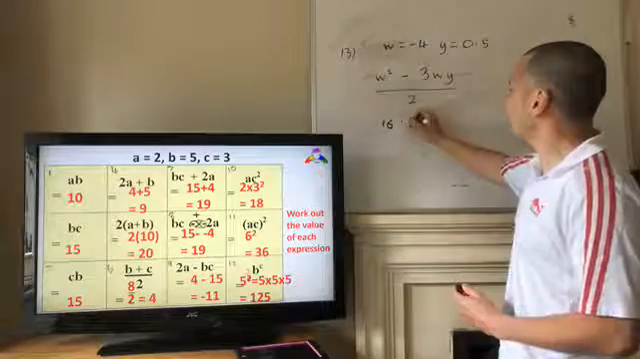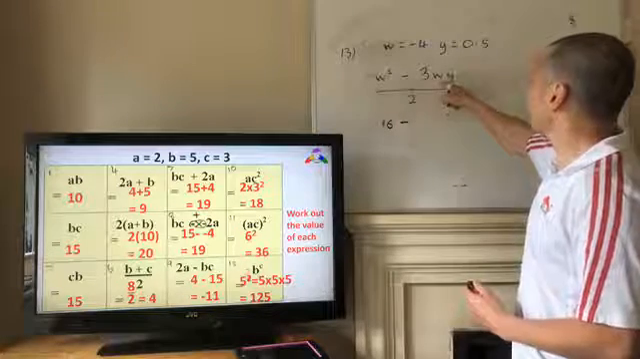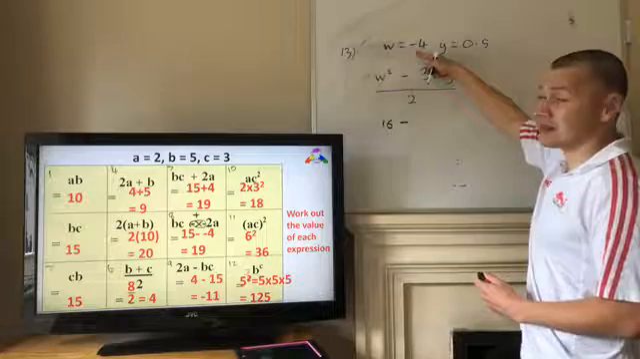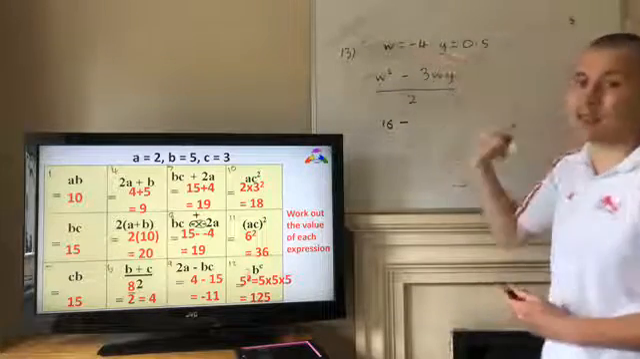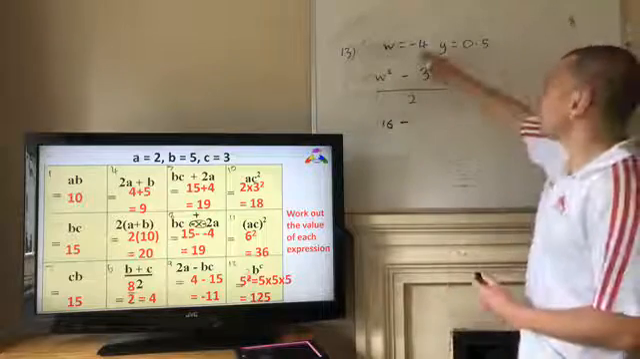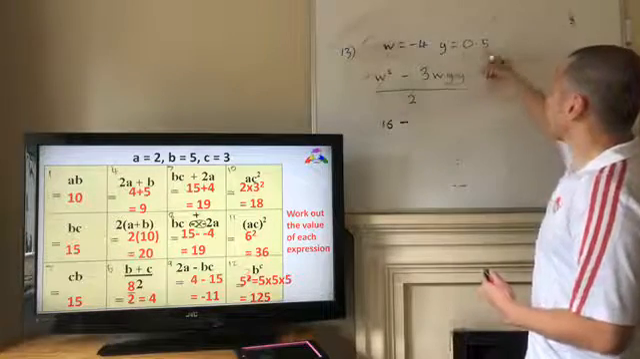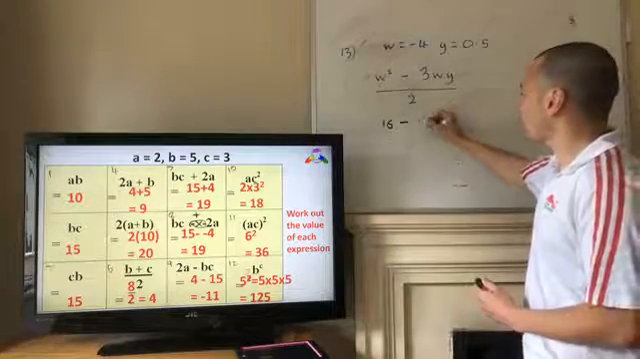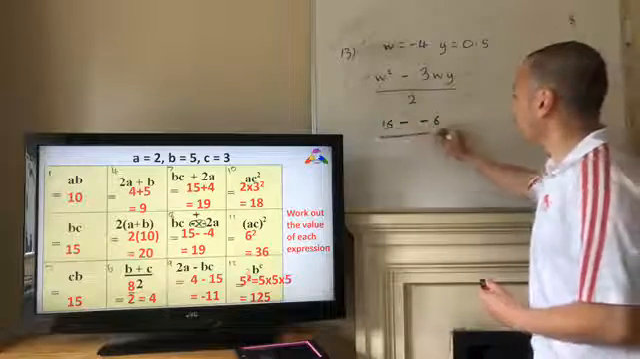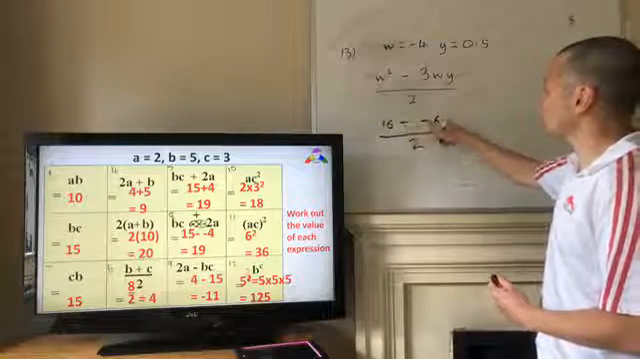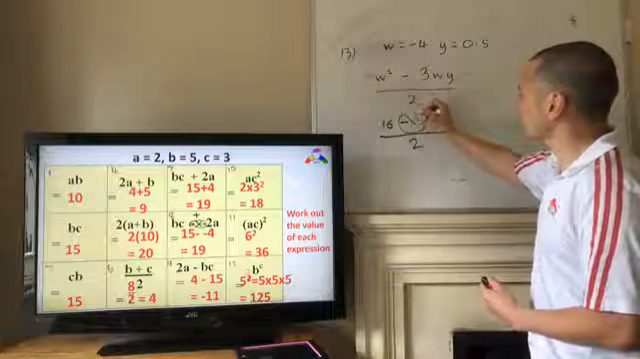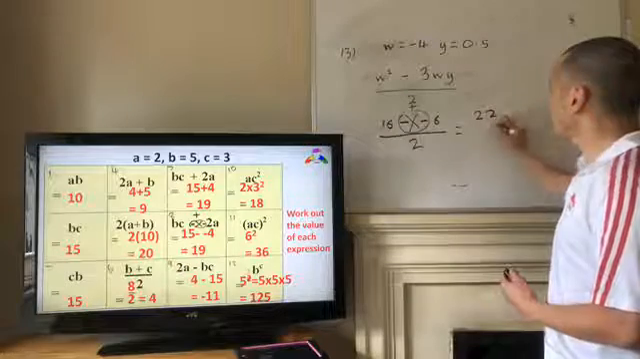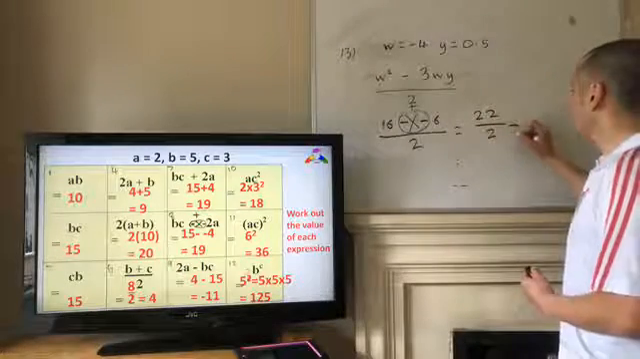We are then going to take away, and we've got 3 times W times Y. So 3 times minus 4, that's a negative, so that's minus 12, because a positive times a negative gives you a negative. Then we're going to times minus 12 by 0.5, which is the same as halving it. So we've got minus 6 there, all over 2. We've got that double negative again, so we're going to cross those out and put a plus there. 16 plus 6 is 22. Then divide it by 2 gives you 11.